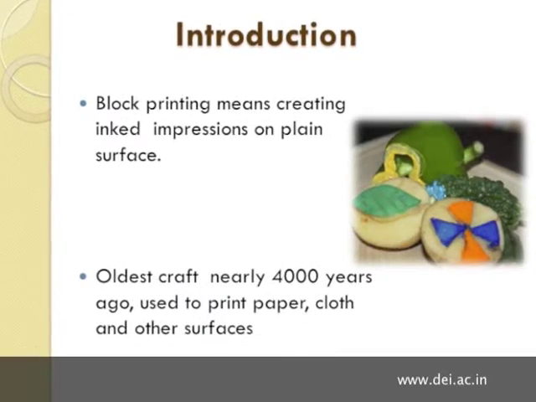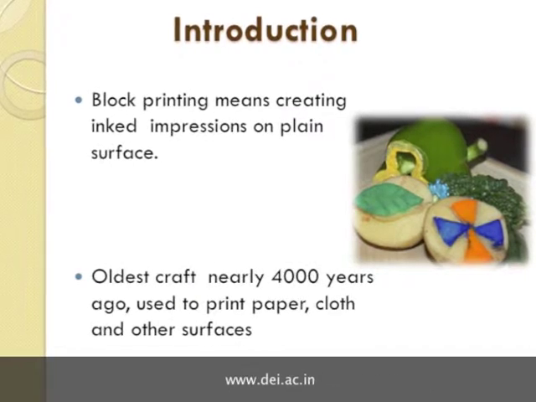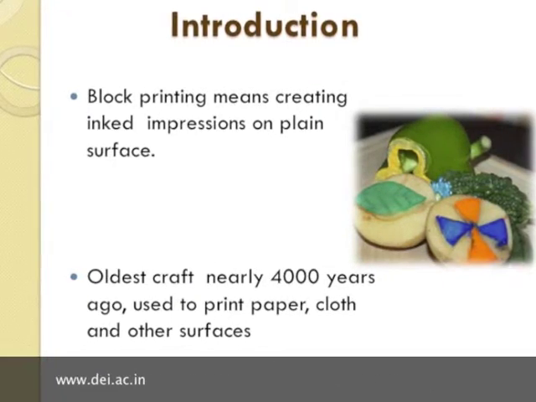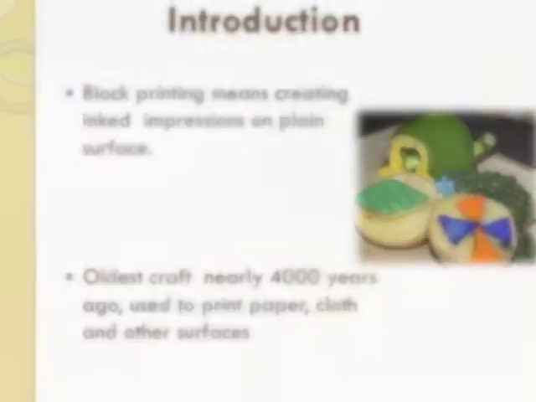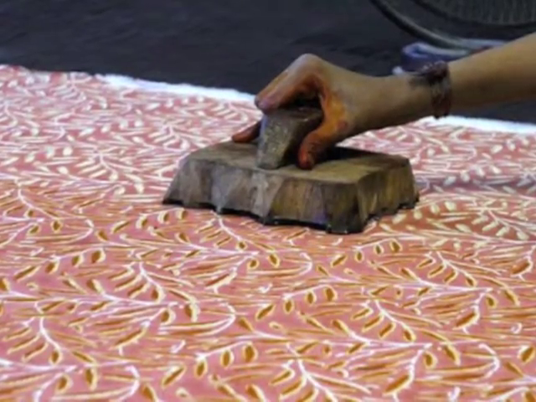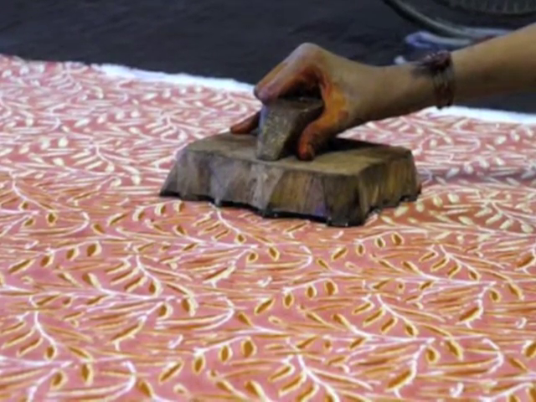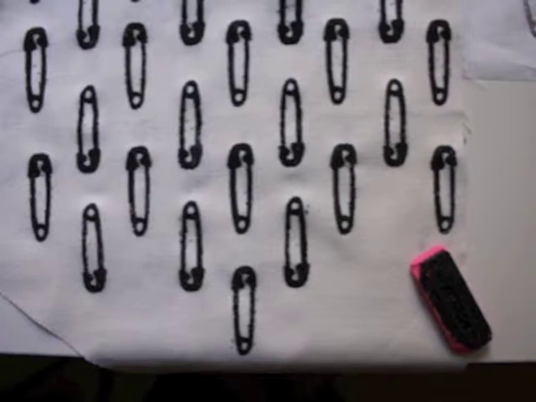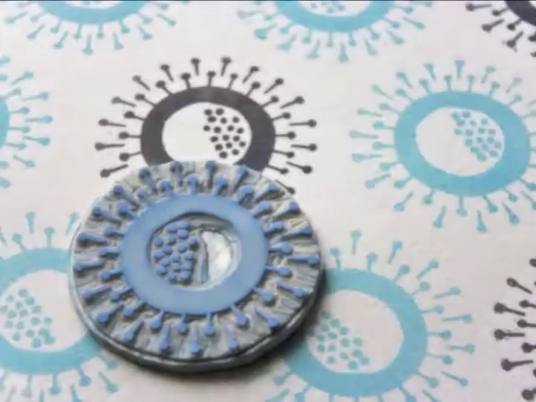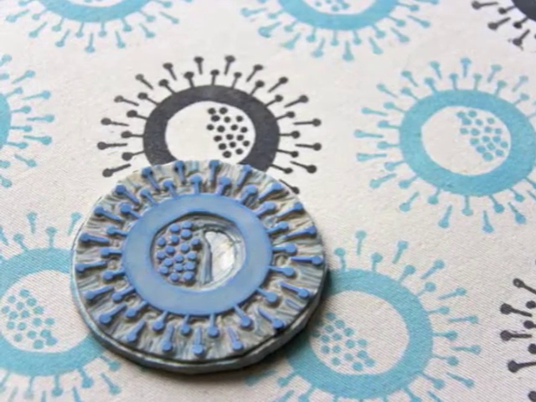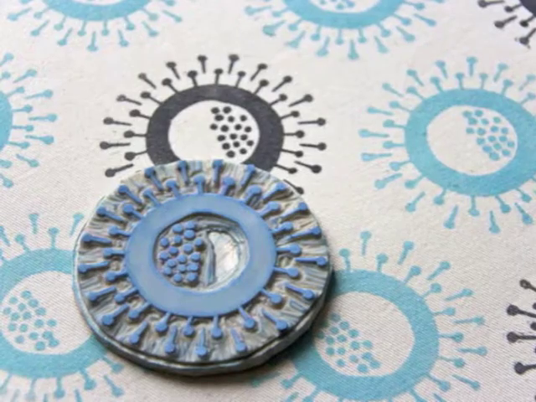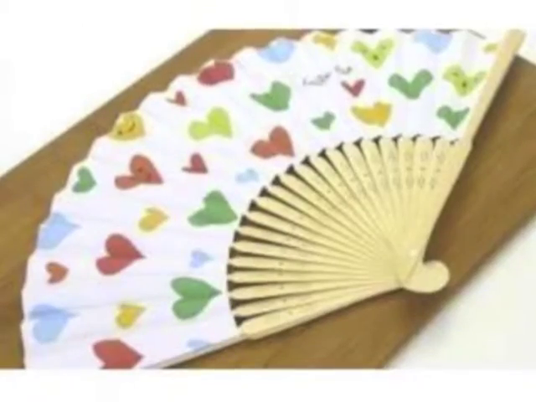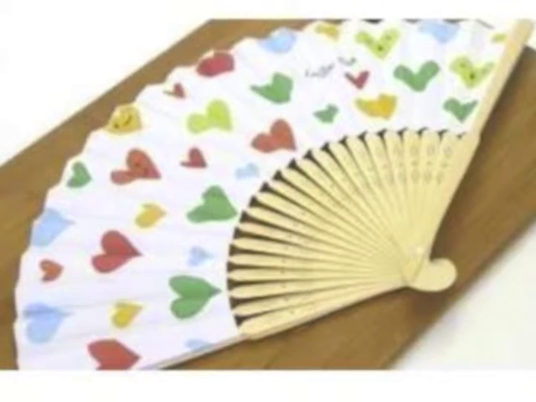Introduction. Block printing is the process of using an object to make an inked impression upon a plain surface. It is one of the oldest and most enjoyable of all crafts and has given color and pattern to paper, cloth, and other surfaces for nearly 4,000 years. Today the process is essentially the same, as it is simple and impressive. It is ideal for the beginner.